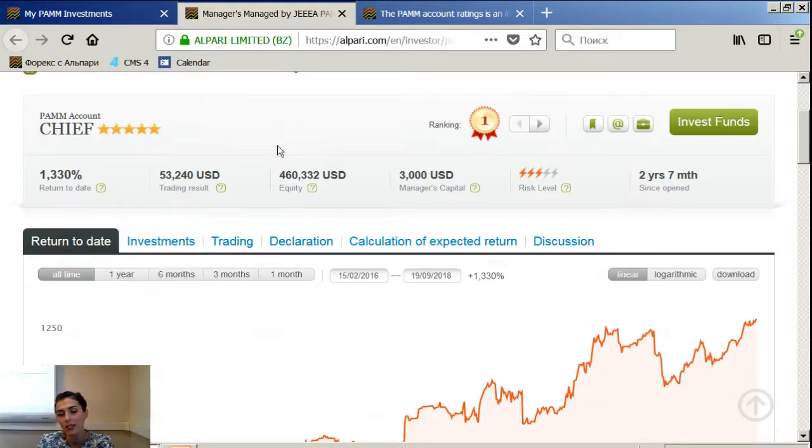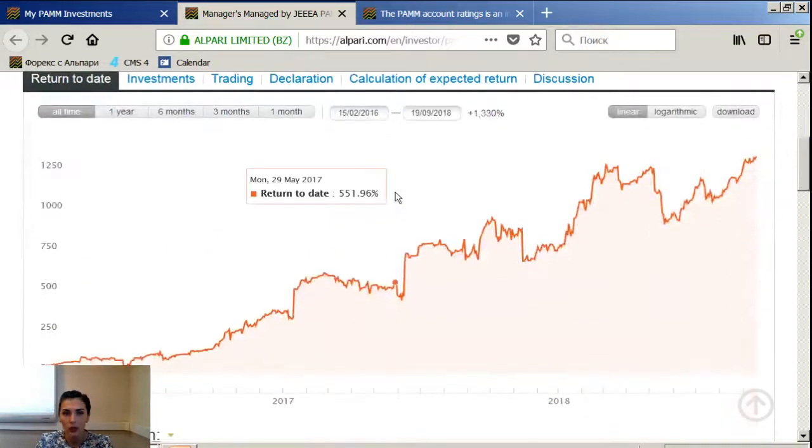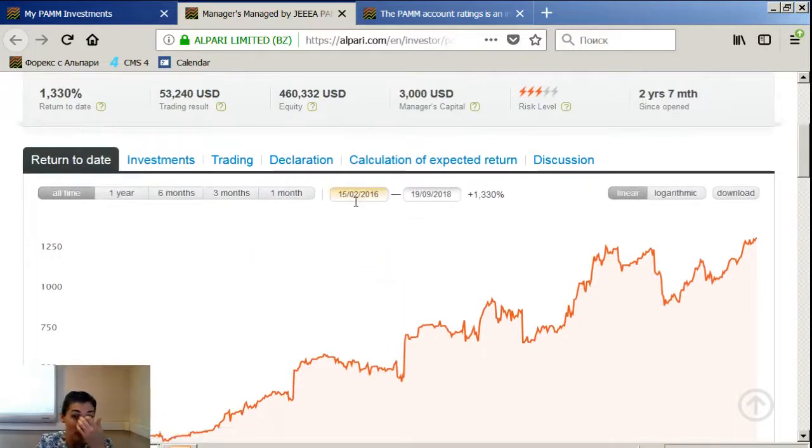Here is equity that the PAMM manager uses for the trading, and manager's capital. This is non-withdrawable balance, as you remember. He can withdraw it only after liquidation of the PAMM account, and this money is involved into trades as your money and money of other investors. Here we can see the return to date graph.